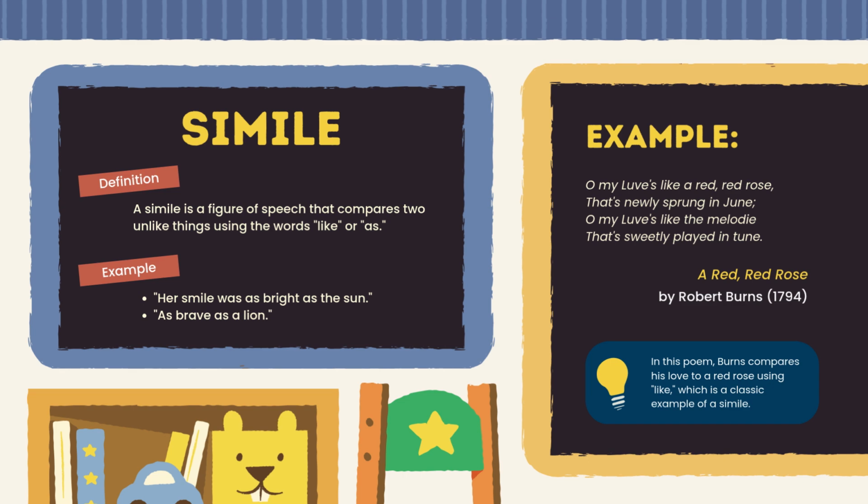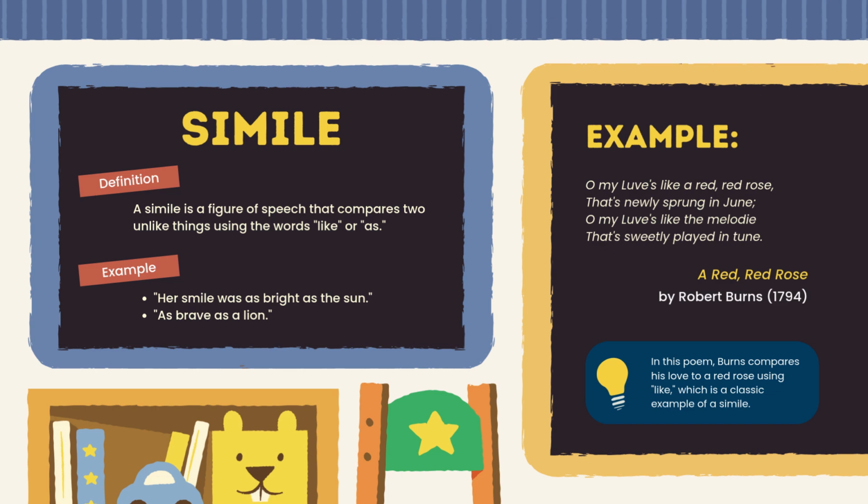Simile. Definition: a simile is a figure of speech that compares two unlike things using the words like or as. Example: Her smile was as bright as the sun. As brave as a lion.